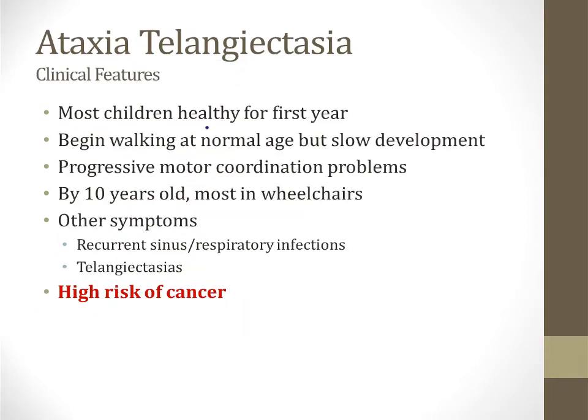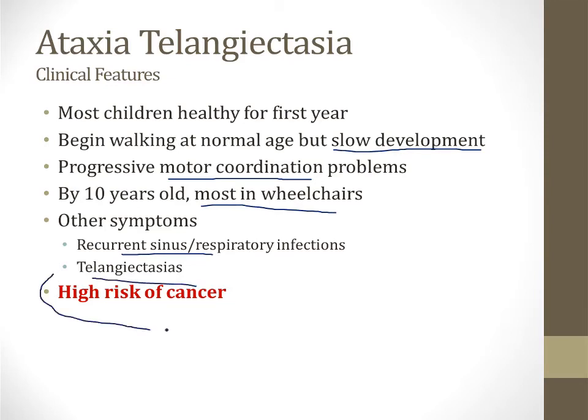Most children born with this condition are healthy for the first year of life, and they may even begin walking at a normal age, but thereafter their development becomes slow. Over each successive year, they have progressive motor coordination problems, and by 10 years old, most children with ataxia telangiectasia are in wheelchairs because of loss of balance. In addition, they have the other symptoms I mentioned on the last slide: recurrent sinus and respiratory tract infections, and telangiectasias may be present on the skin. And then finally, these children have a high risk of cancer, and this is the thing you want to remember for your boards.